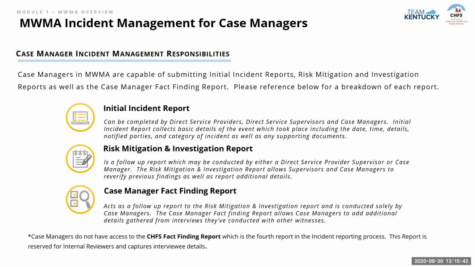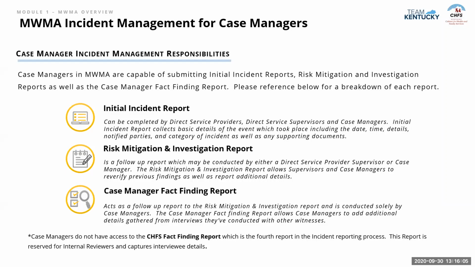So again, I just want to point out that those three reports that you have access to: the initial incident report, the risk mitigation investigation report, and the case manager fact-finding report. Now there is a fourth report in the incident management module, and you'll notice at the very bottom of your screen, if you're following along, there's a little asterisk. I'm going to go ahead and read that for you. It reads, case managers do not have access to the CHFS fact-finding report.